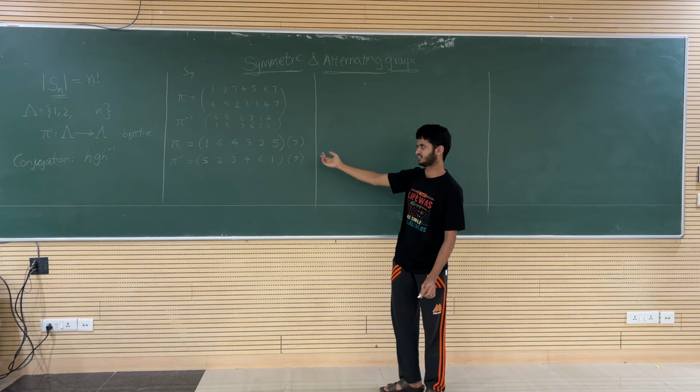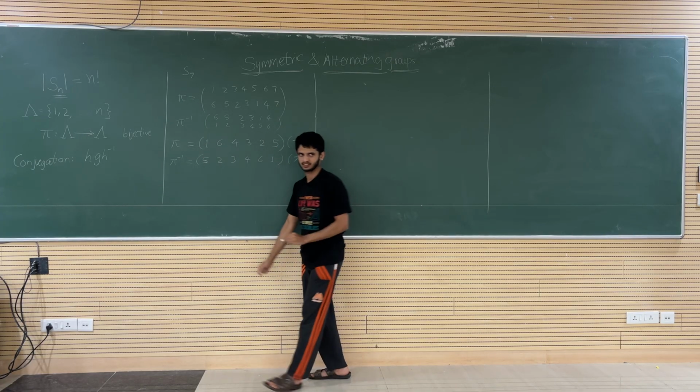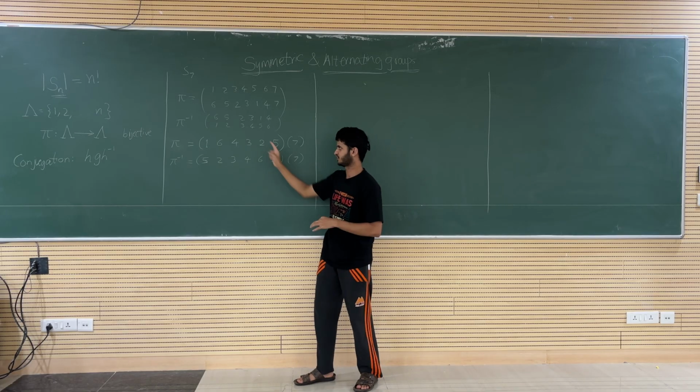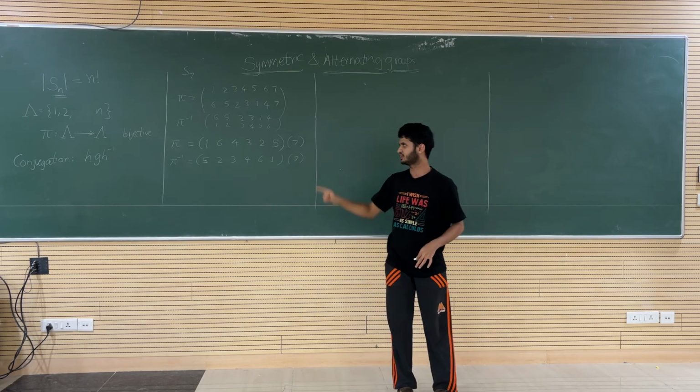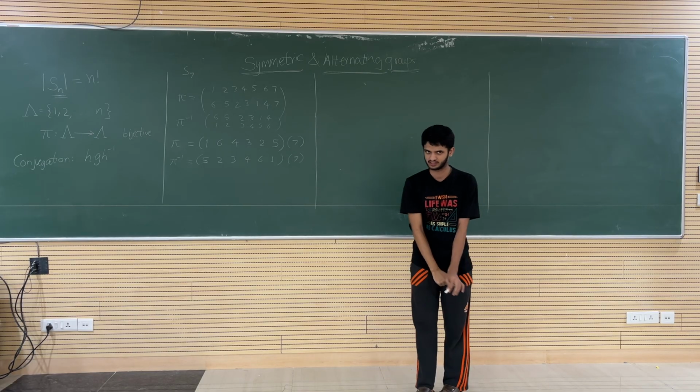Now, let's just verify whether it's the inverse or not. What will pi do to 1? Pi will send 1 to 6. What will pi inverse do to 6? 6 will go to 1. So 1 will map to 1 itself. Similarly, every element will map to that element. So pi times pi inverse will be the identity. So this is how you write the inverses.